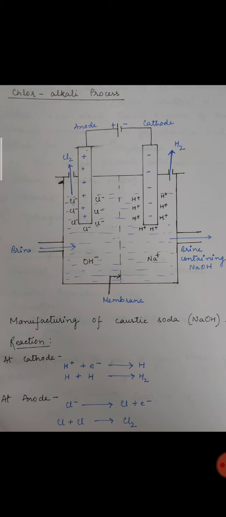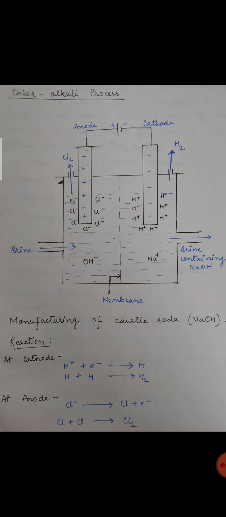Now this process is used for manufacturing caustic soda, that means sodium hydroxide, NaOH. As you can see from the figure, first of all the thing which we require is brine solution. Now what is brine? Brine is the aqueous solution of sodium chloride.